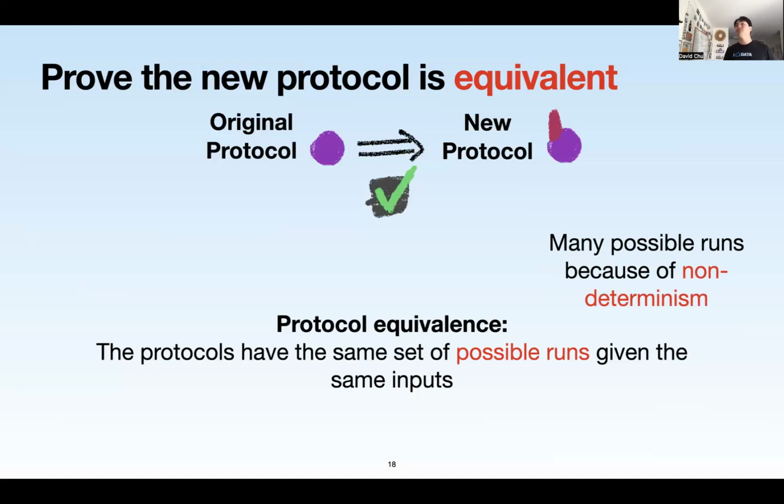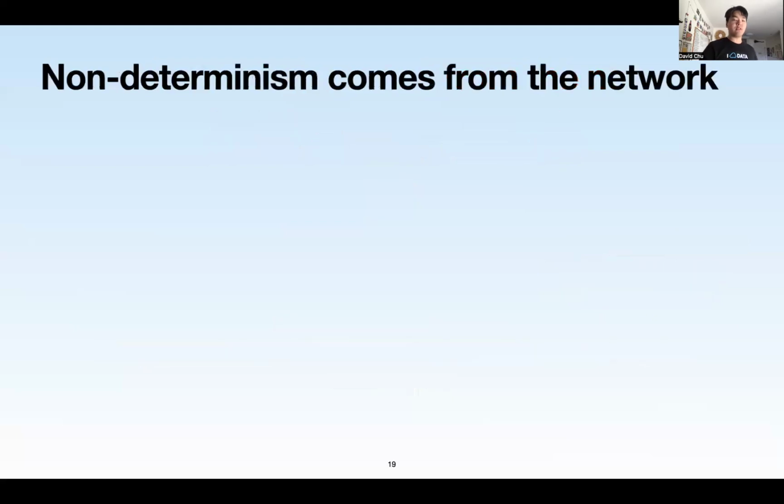But the problem with this is that it imposes a challenge in our proof, right? Because now we have to reason about a potentially infinite space of possible executions. And this is actually where a lot of model checkers get stuck, right? Because they're iterating through all these possibilities. So it'd be nice if we didn't have to do that, right? If we could just look past this non-determinism. So the first thing is that I will claim non-determinism comes from the network. All non-determinism comes from the network.